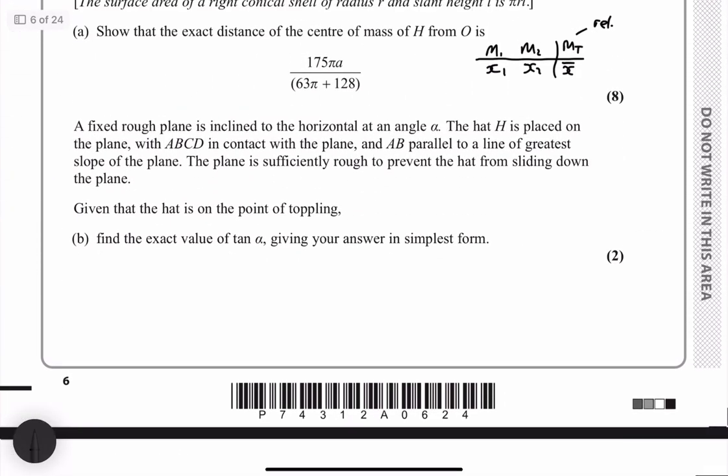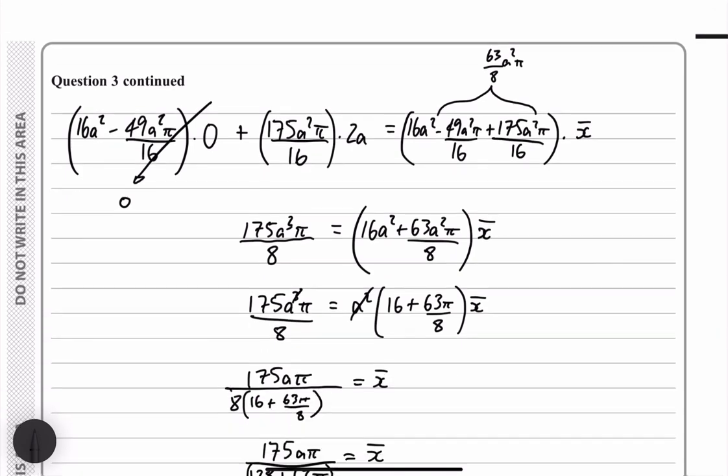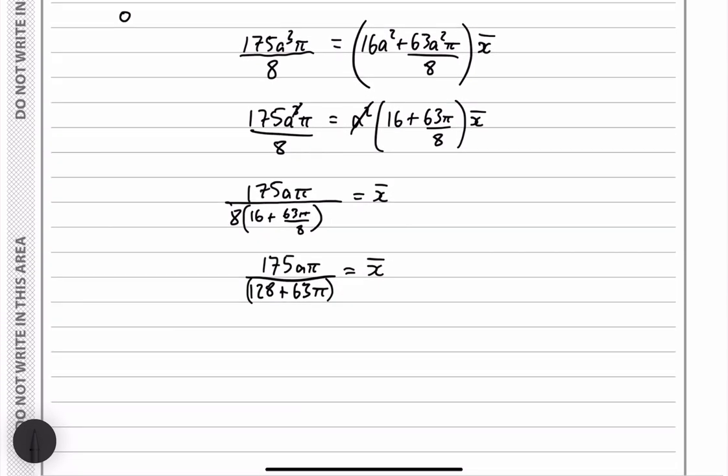175a pi, or pi a, 63 pi plus 128. Maybe I should just finish this off. 175 pi a over 63 pi plus 128 as required in the question.